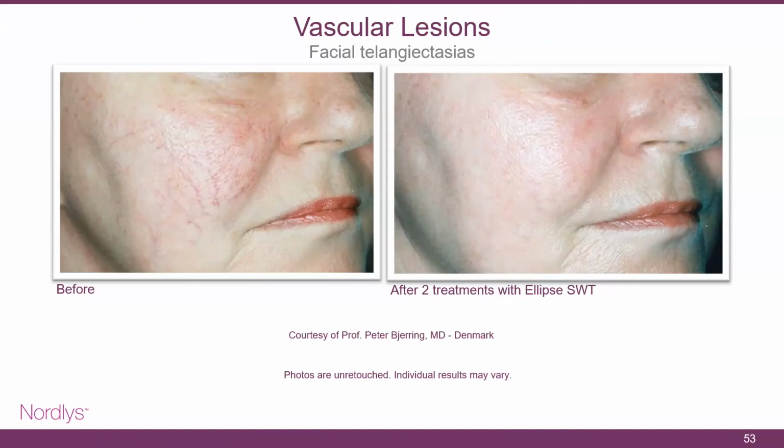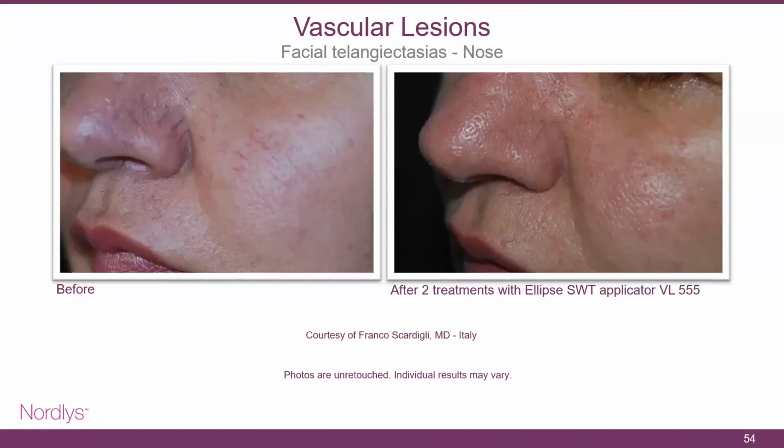Two treatments again. So you can see we get significant clearance very, very quickly with this system. We don't need to do 3 or 4 or 5 sessions unless we're looking at generally port-wine stains. Nasal vessels, these are a little bit bigger, a bit deeper.